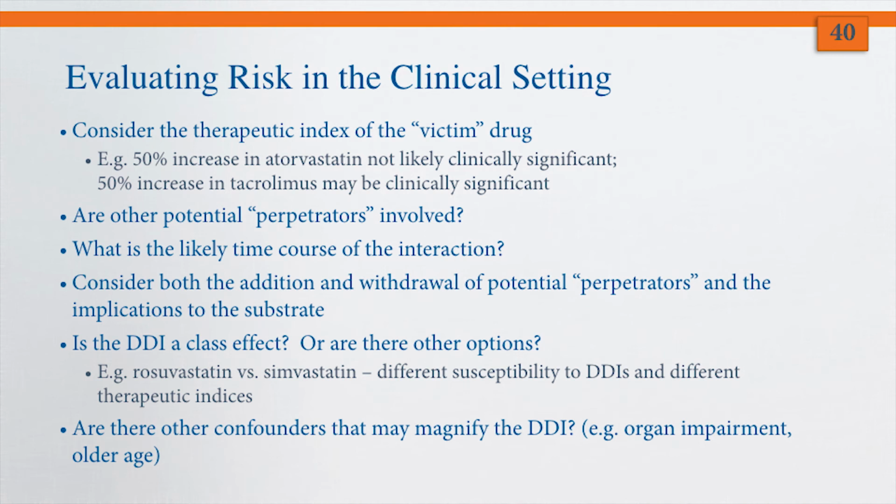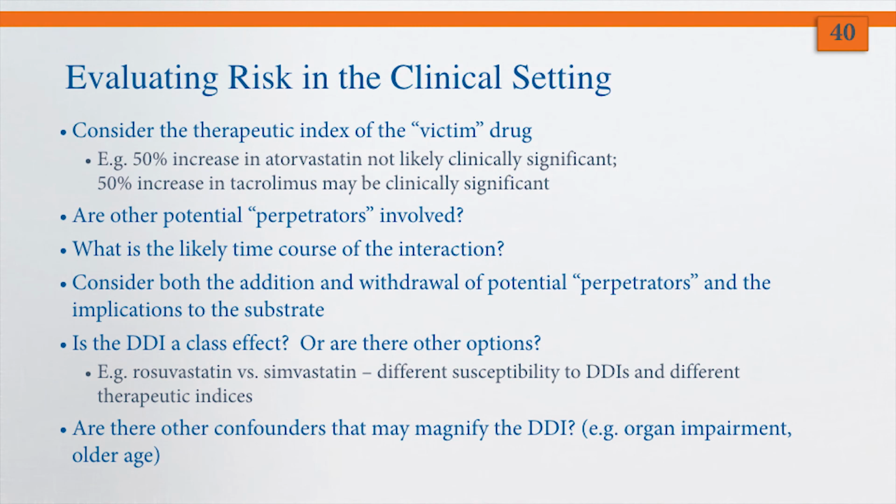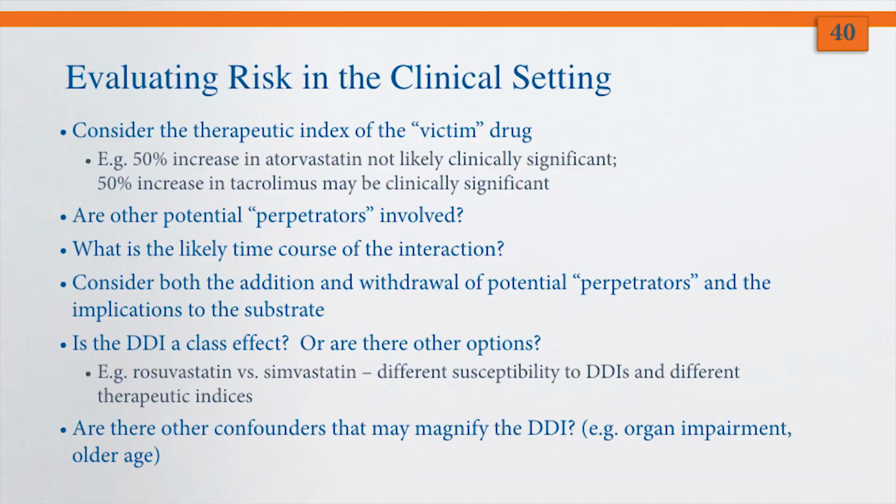For instance, rosuvastatin and simvastatin have very different therapeutic indices. An increase in simvastatin exposure, for instance, can have some toxicity issues whereby rosuvastatin doesn't necessarily have those implications. So it just depends on the agent. You have to think about the therapeutic class, and there are other things in that class that could be used in lieu of the particular agent that's subject to the DDI. Sometimes DDIs are a class effect and sometimes they're not. Rosuvastatin and simvastatin have very different substrate specificities and enzyme specificities. We also have to think about if there are other confounders that might magnify the DDI. And again, this would be organ impairment, renal or hepatic impairment, or older age.